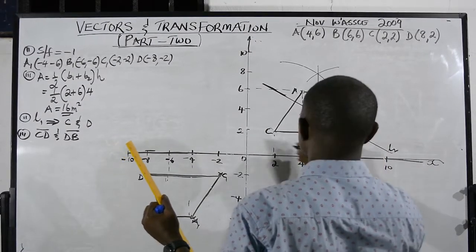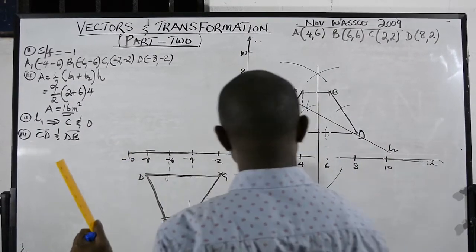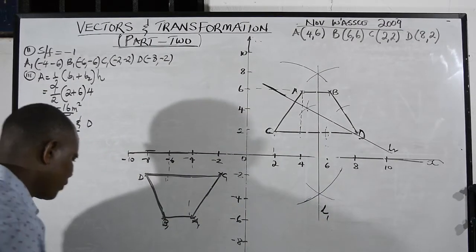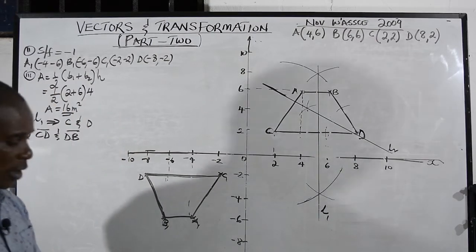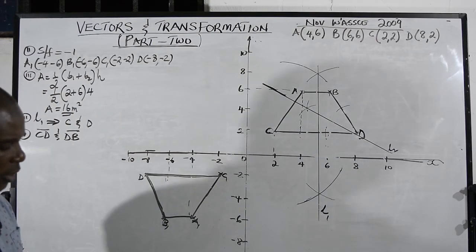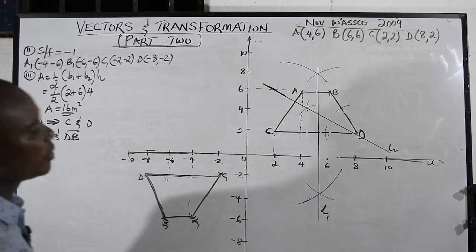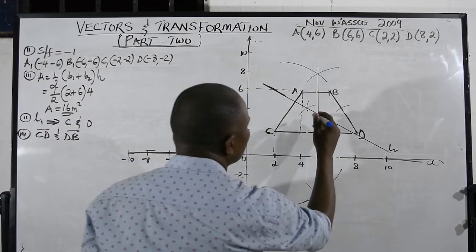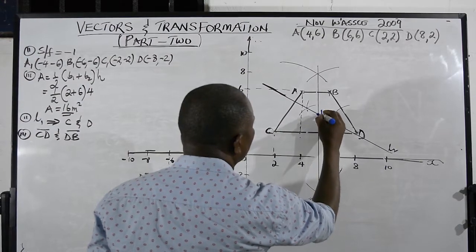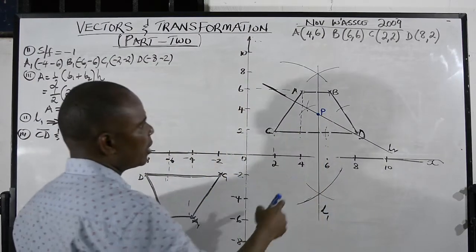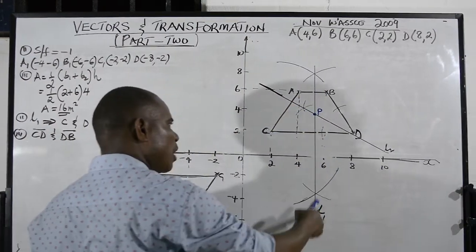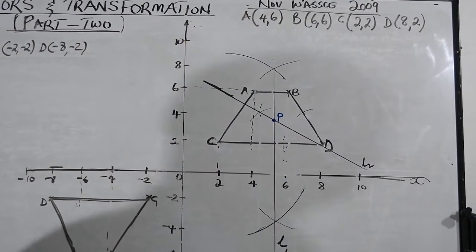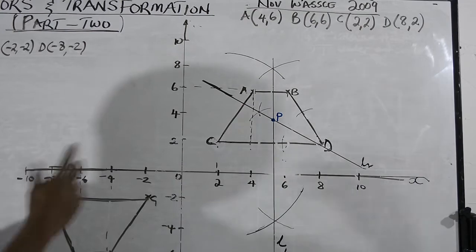So this is D. So C. So we go with the question. Watch out for this question. It's a highly technical question, but I know you can follow. Now the next question says: locate the point P, the intersection of L1 and L2. So the two of them intersect there. So I've located the P. When you answer that, you are there already.